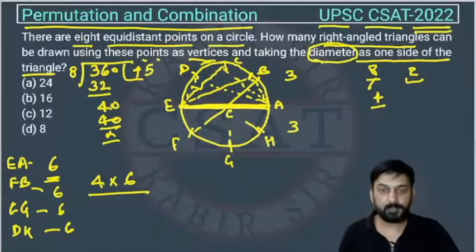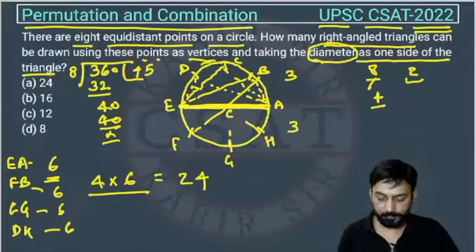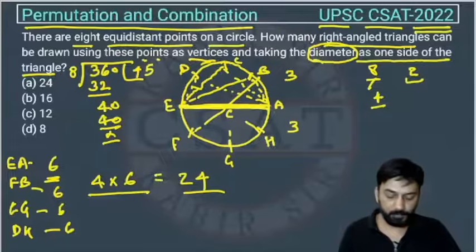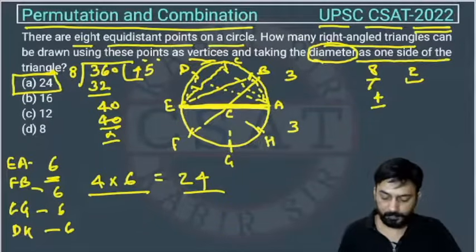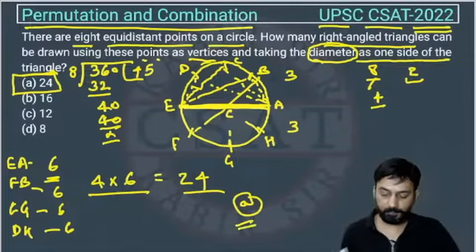Otherwise you can do directly like this, because with one diameter we are getting 6 right angle triangles, right? So with 4 diameters we will get how many? 4 into 6, so this will be 24, right? So the answer of this question will be option A, right?